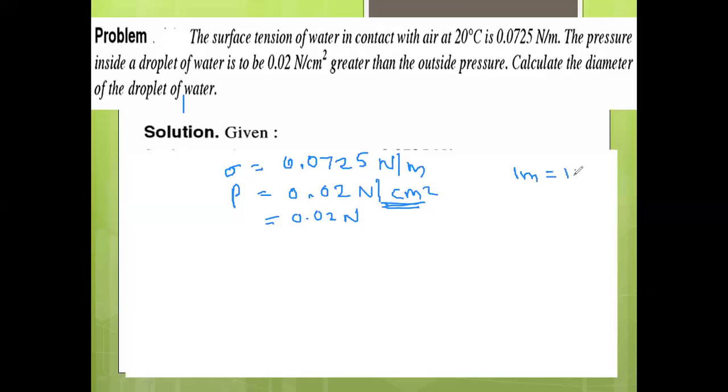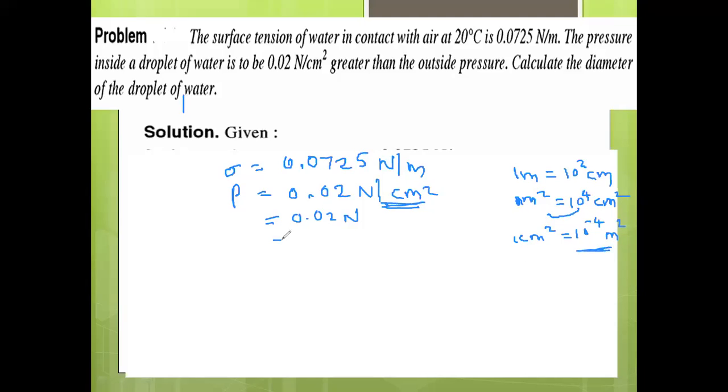1 meter is equal to 10 to the power 2 centimeter, right? That is 100 centimeter. So 1 meter square will be equal to, squaring on both sides, you will get 10 to the power 4 centimeter square. So take this on this side, so you will get 1 centimeter square is equal to 10 to the power minus 4 meter square.